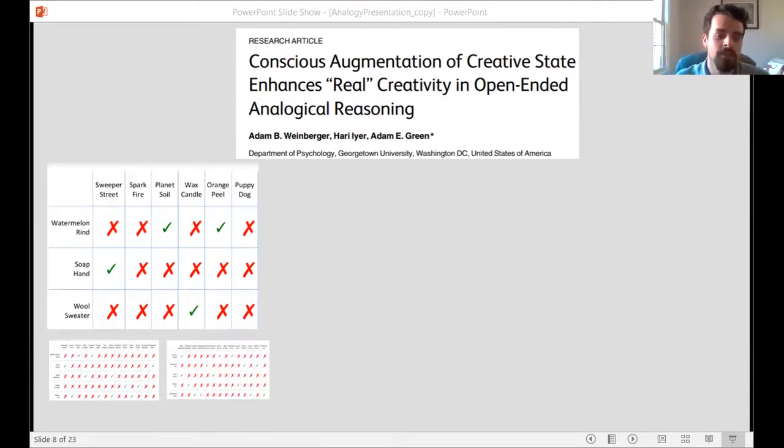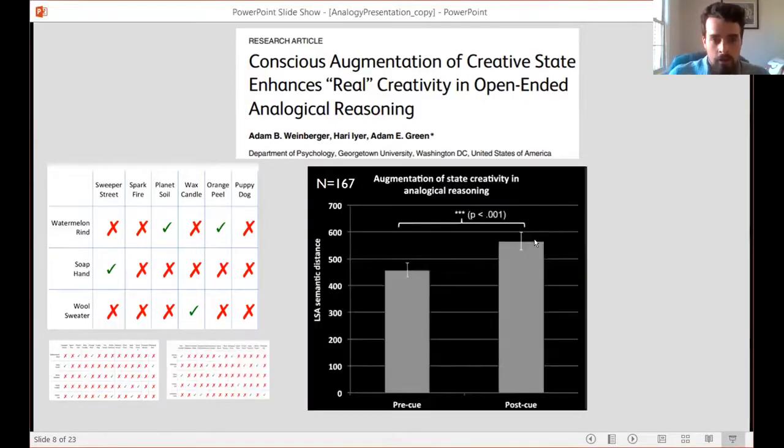And they'd solve that matrix. And then we'd have them do the second matrix, but this time we would give them that creativity cue. We'd say, this time the task is the same, but please think creatively as you search for valid analogies. And just this simple cue to think creatively, we found in an online sample on mTurk, did lead to increased semantic distance overall in the second matrix compared to the first matrix. And it was a pretty robust effect.